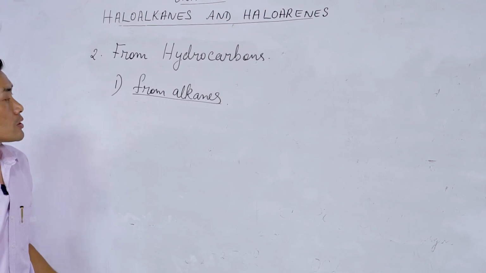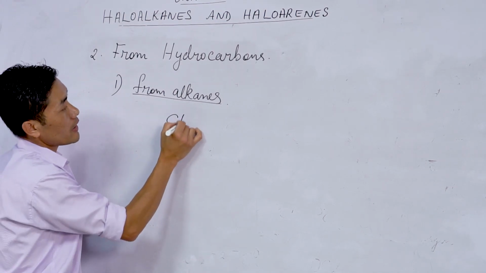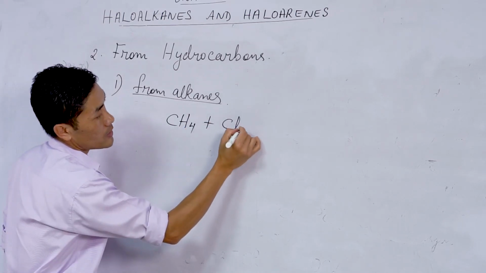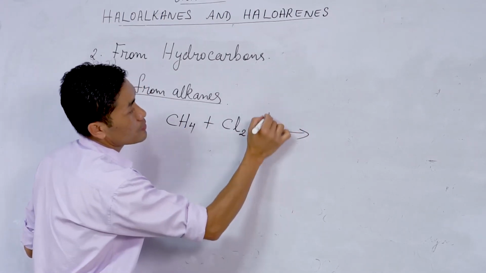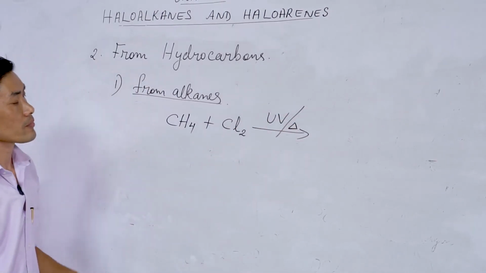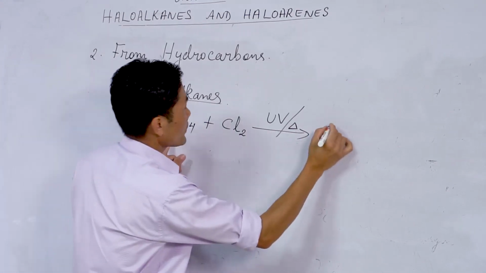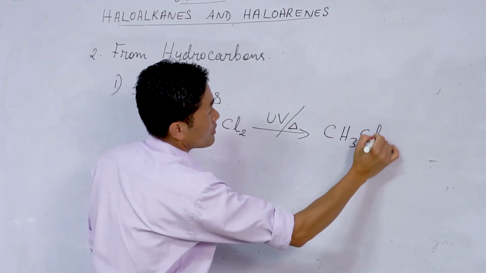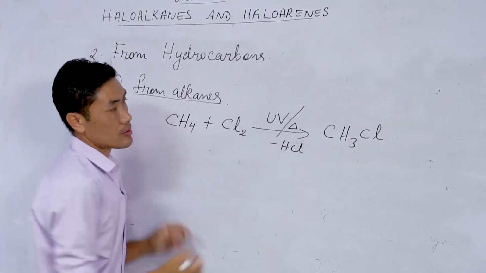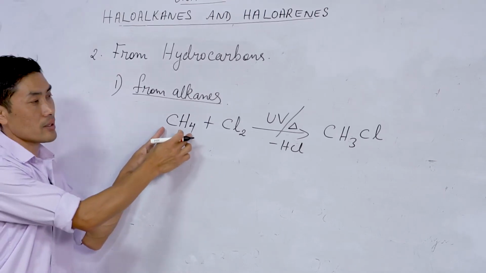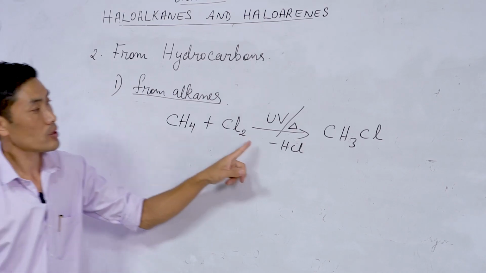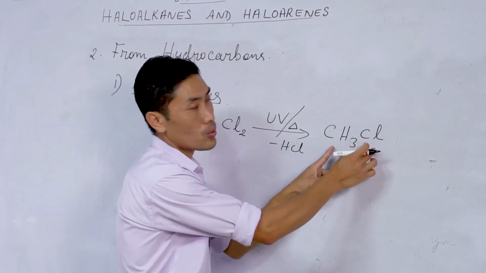these haloalkanes. So if we have an alkane CH4, methane, we treat this with a halogen, let us say chlorine, in the presence of UV light or in the presence of heat. We will get CH3Cl, and one molecule of HCl will be given out. That means in the alkane, one hydrogen atom is substituted by a halogen. So here we get a mono-halo compound.